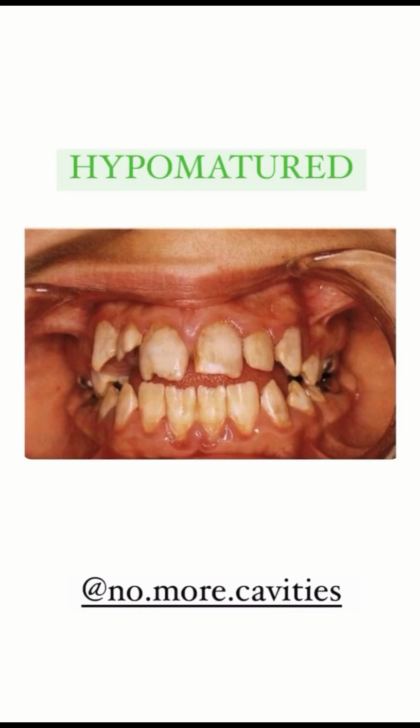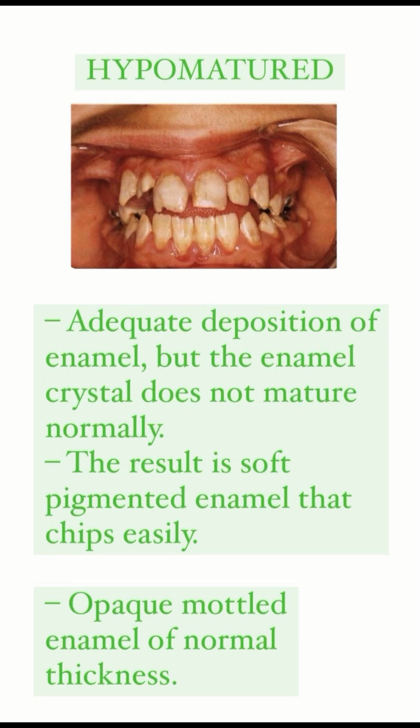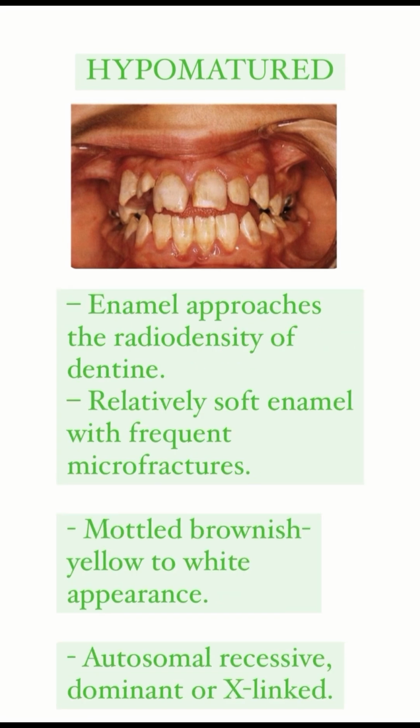Hypomatured enamel. Hypomatured enamel has adequate deposition, but the enamel crystal does not mature normally. The result is soft, pigmented enamel that chips easily. There is opaque mottled enamel of normal thickness. Enamel approaches the radiodensity of dentine.